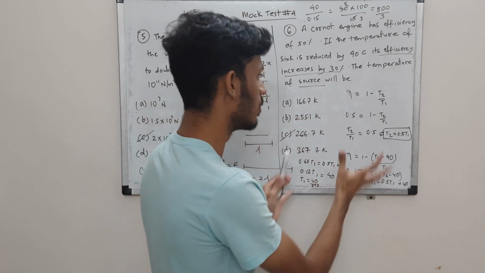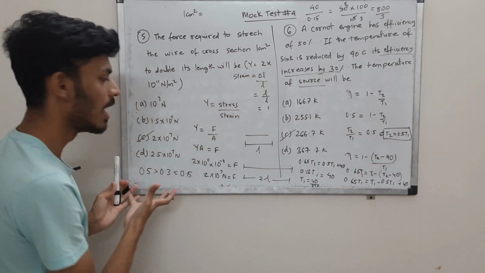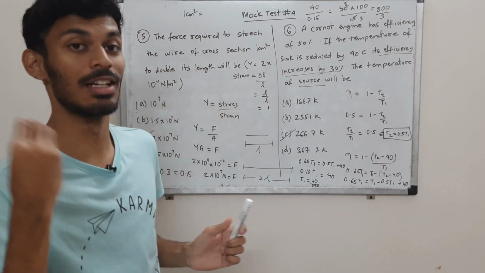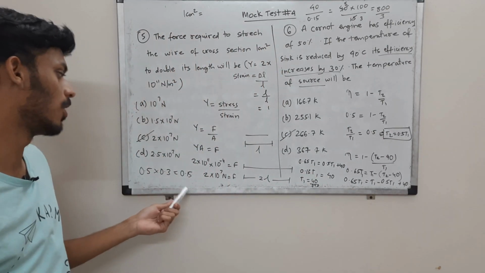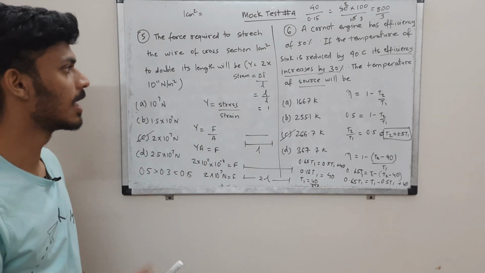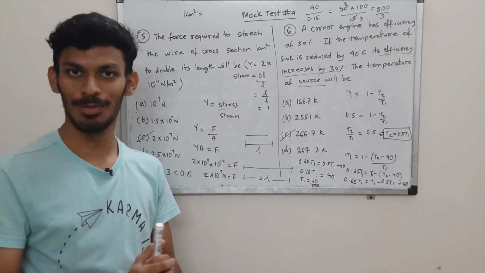I hope you got the thing. The key point was it's not 50 plus 30, it is 50 plus 30% of 50, which is 0.15. So 50 plus this amount. So that was the key point. I hope you got that. Let's move to the next question.